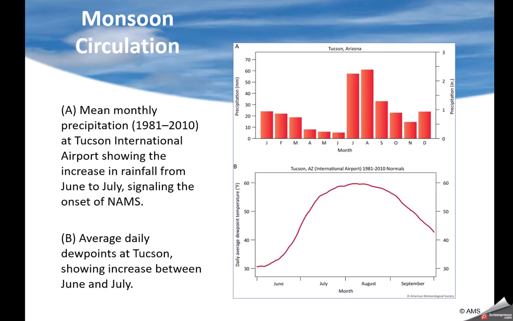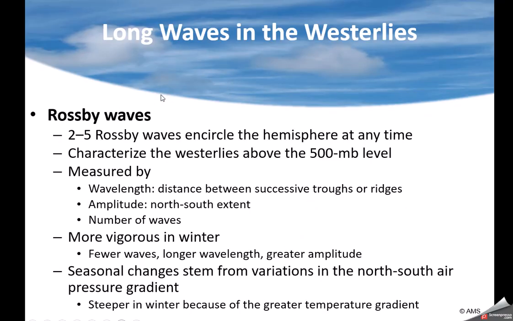And you can see the difference in precipitation. In Tucson, for example, not a whole lot in the winter and other months. But boy, when you get to July and August, it's significantly more. All right, here's where I'll show you this at the end.